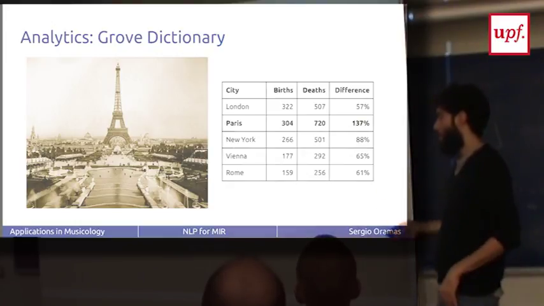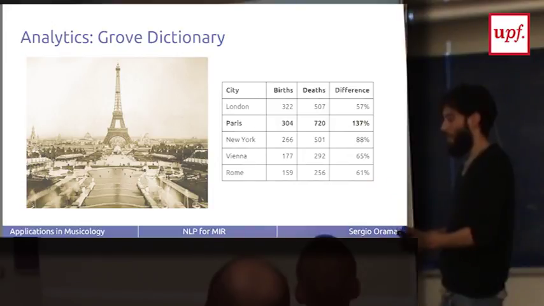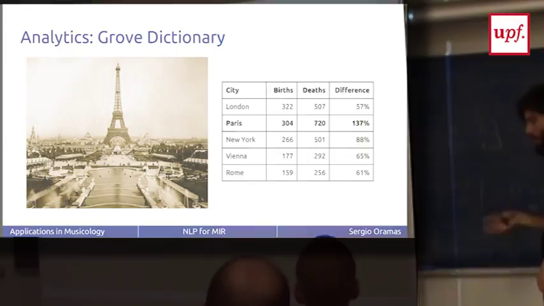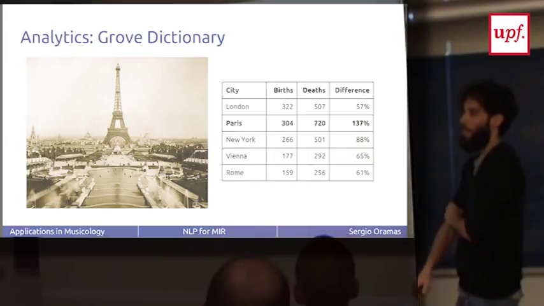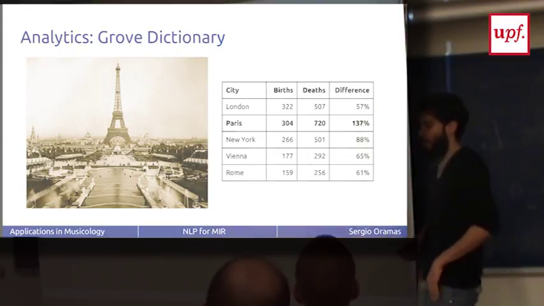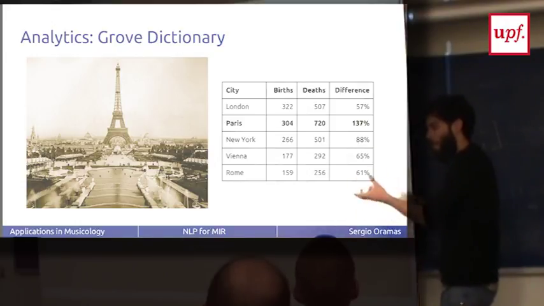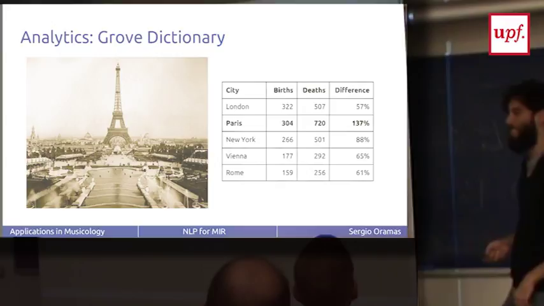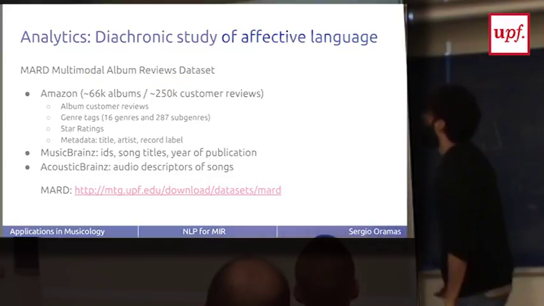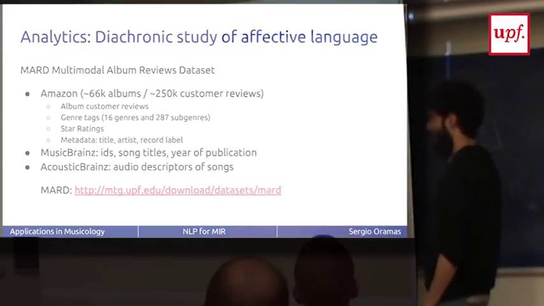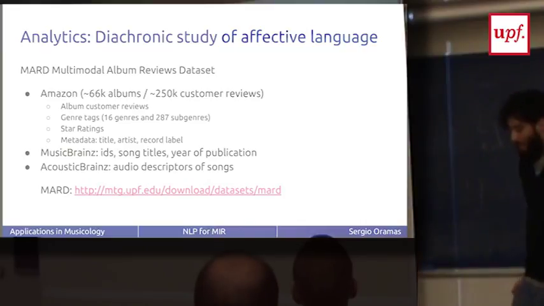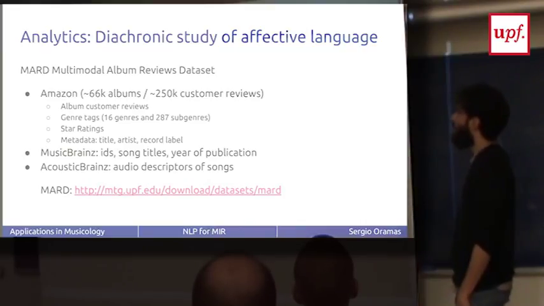So this was extracted from text. The digital library has raw text, and if you do some analysis, you get things like that. The idea in the future is that the musicologist can even ask a question, and the system understands everything and gets the answers. So, okay, we did another analytics study that is a diachronic study of the affective language.